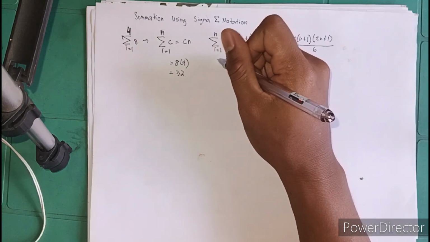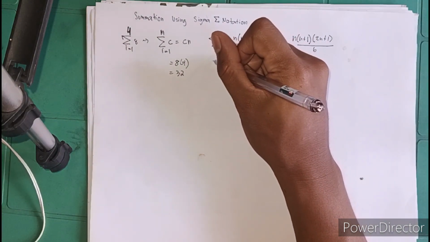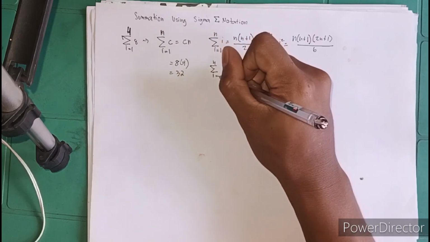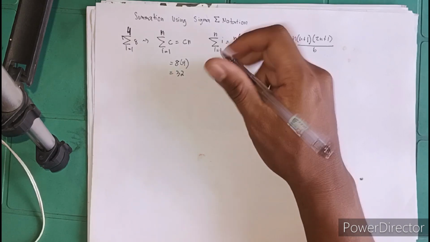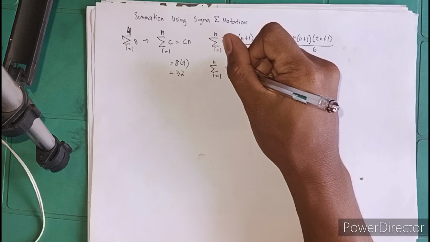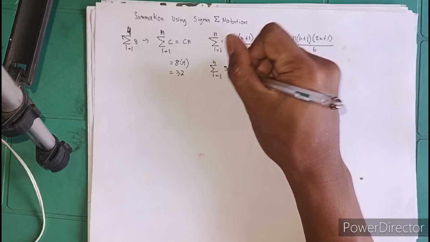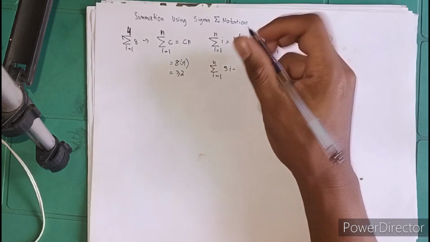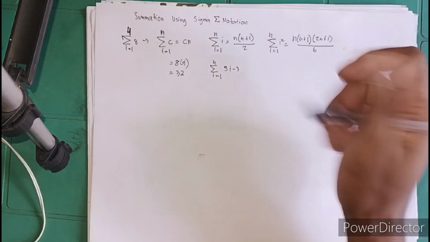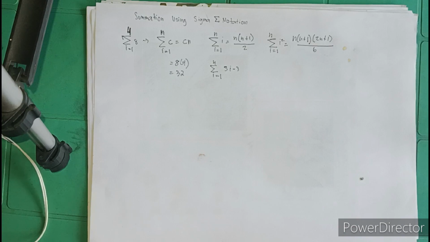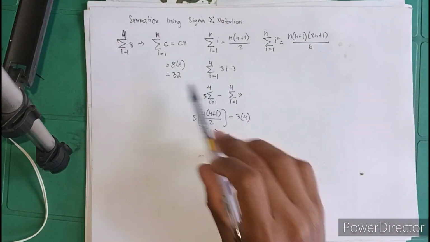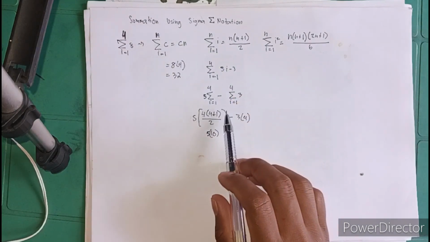So let's say that 4, such i equal to 1, of, let's say, 5i minus 3. So we can separate this into two terms. So we will use these two formulas to find the answer.